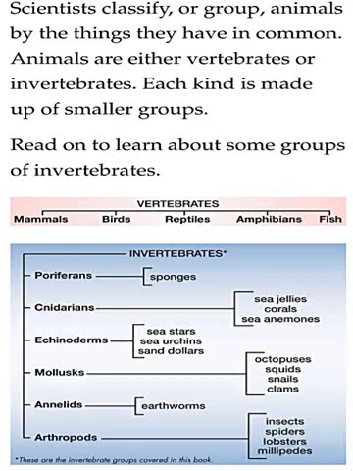Scientists classify or group animals by the things they have in common. Animals are either vertebrates or invertebrates. Each kind is made up of smaller groups. Read on to learn about some groups of invertebrates.